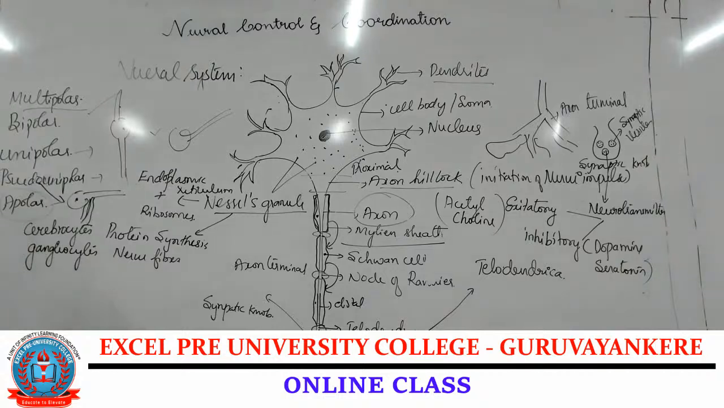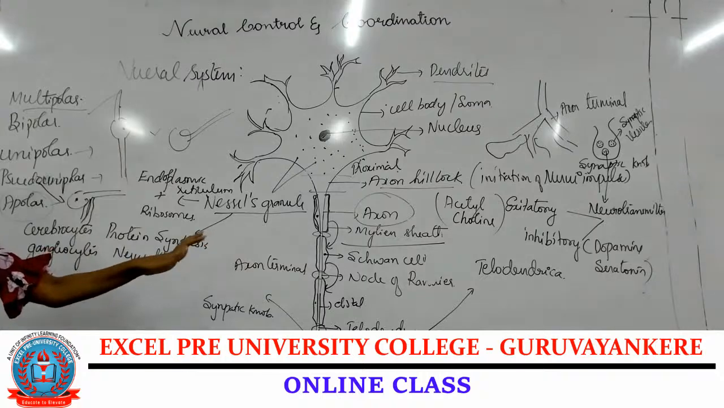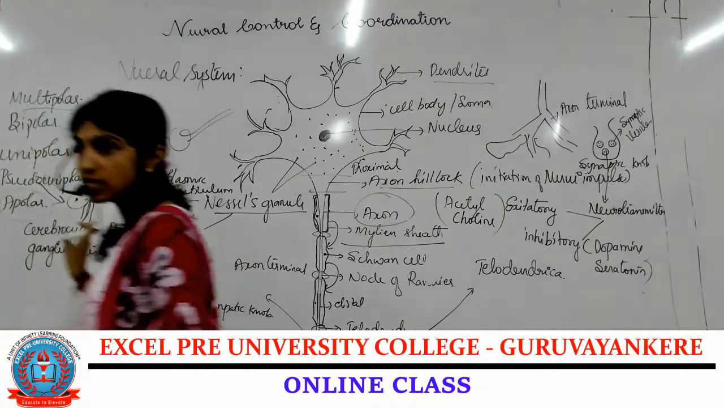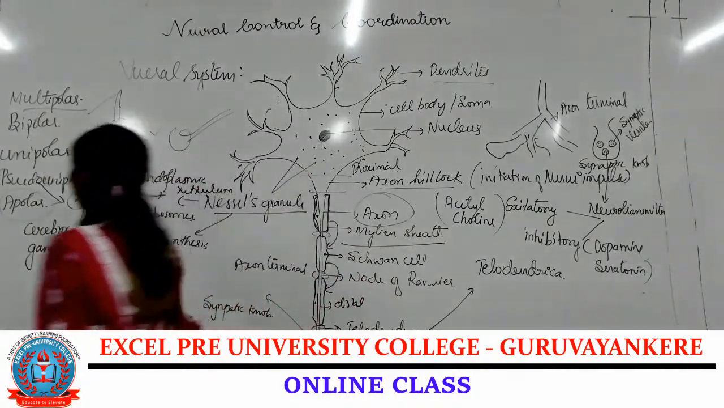That is supporting cells. This is not given in your theory part or your NCERT, but you should know which are the supporting cells. Okay, because it is basic to know which are the supporting cells along with the neurons. Okay, for theory purpose they won't be asking, but in competitive exams they surely ask about it.